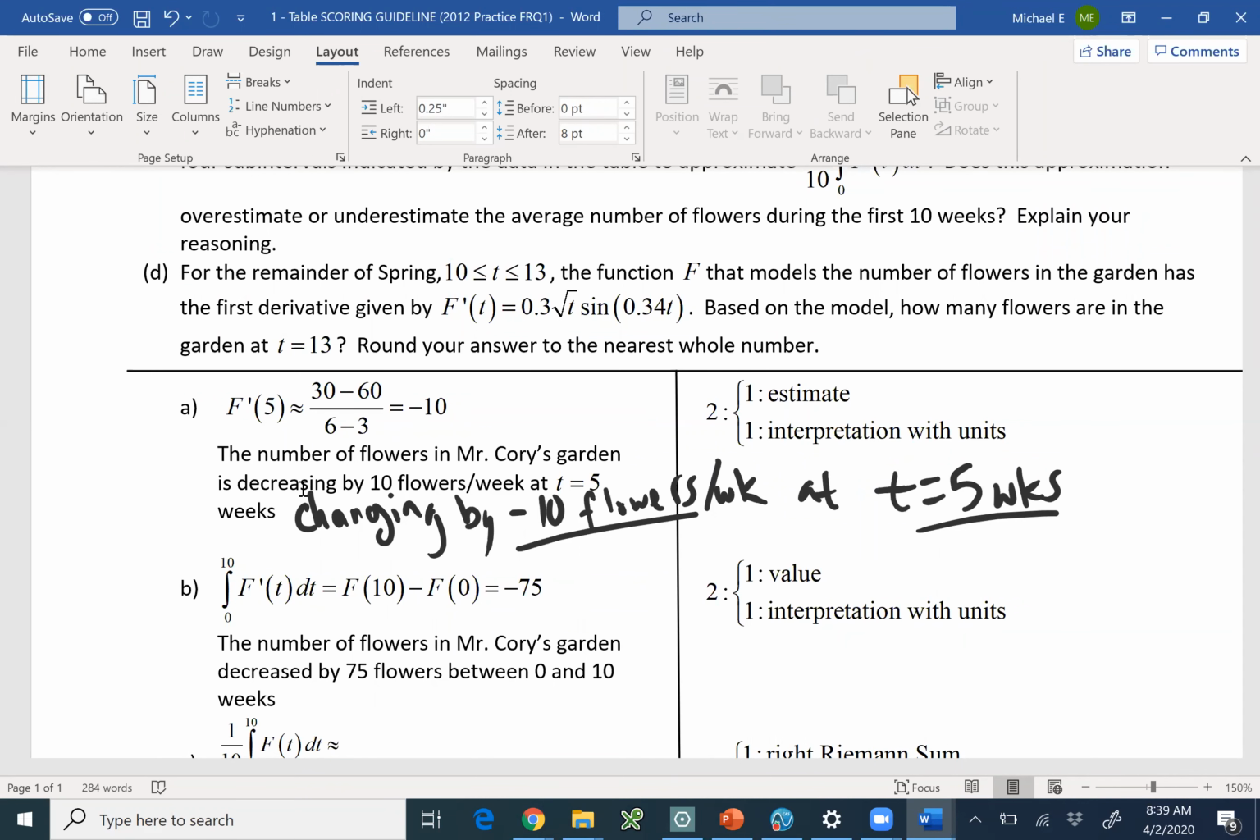So one question was, what if we miss the at time 5 weeks? Honestly, if you don't put the at time, you'll probably get this wrong. That's a really important thing: when they ask you to interpret, you always need the what and the when. So the what is the 10 flowers per week, and the when is at time 5. So that's something we really want to make sure we're practicing.